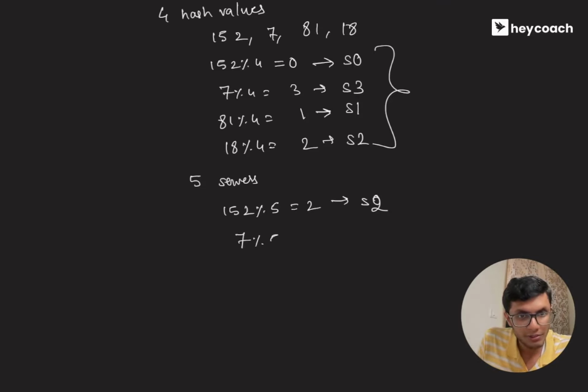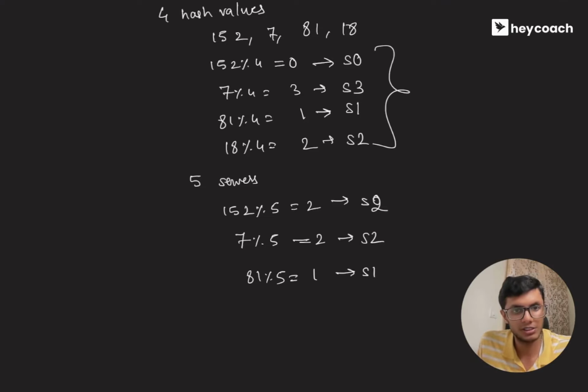7 modulo 5, which again gives me 2, which means it's server 2. 81 modulo 5, which gives me 1, which means now the data for this user is in server 1. 18 modulo 5 is 3, which means now the data resides in server 3.